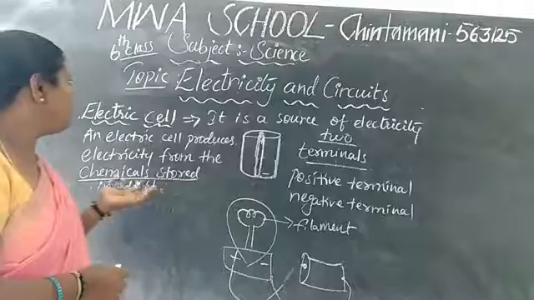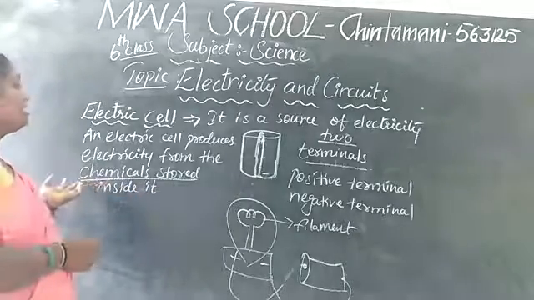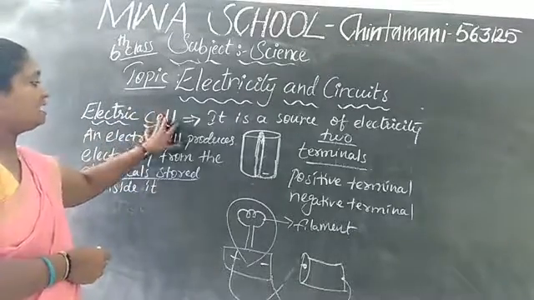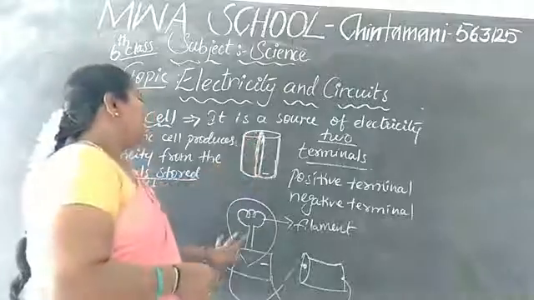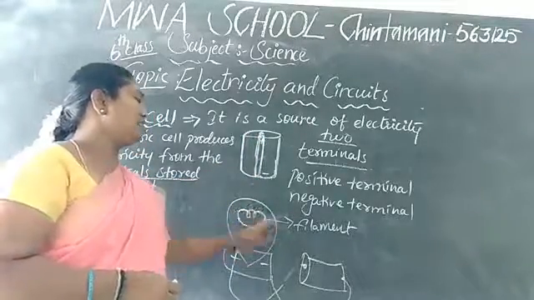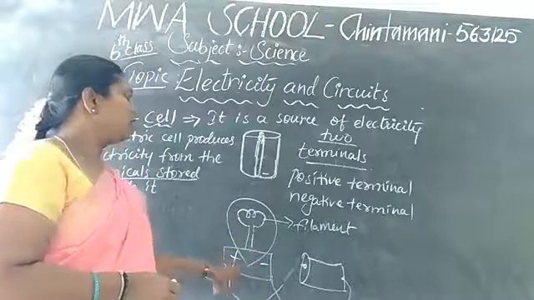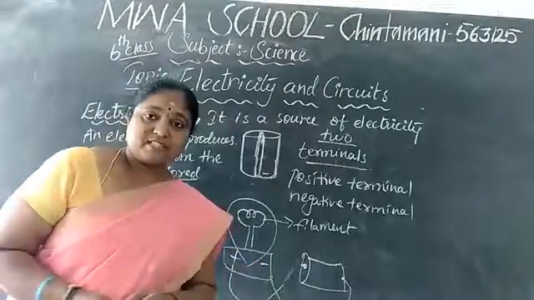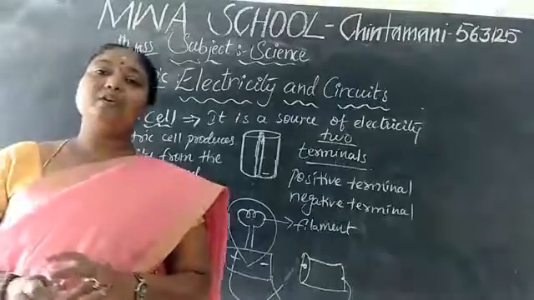So today we have learned what we mean by an electric circuit, what we mean by an electric cell, how the cell will be and how the bulb will be. For the bulb, this one we call the filament, and the bulb also has 2 terminals, the positive terminal and the negative terminal.